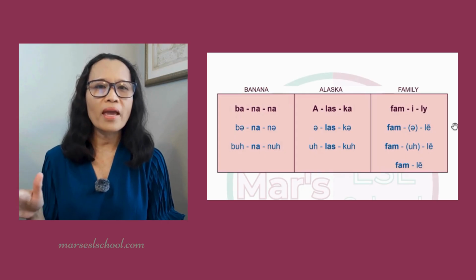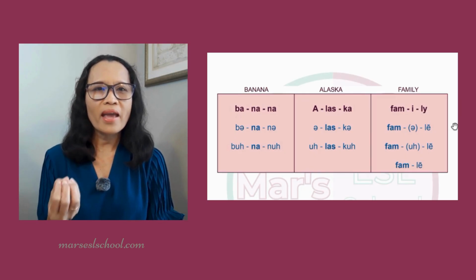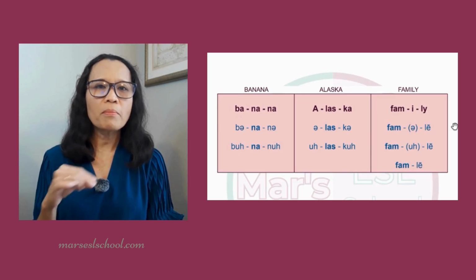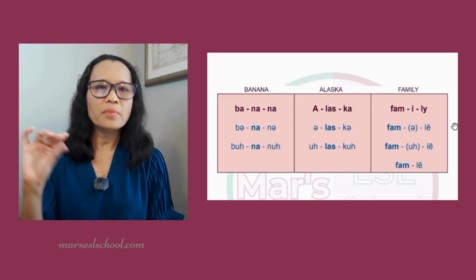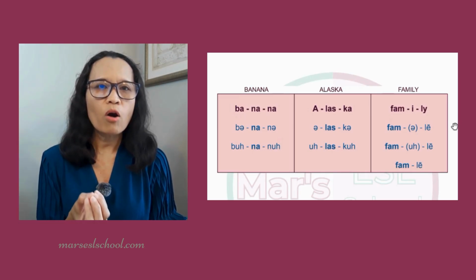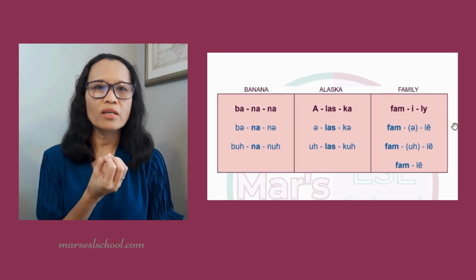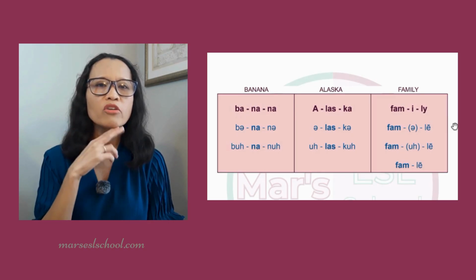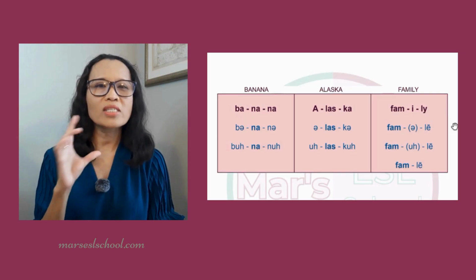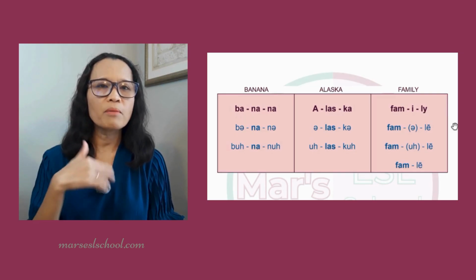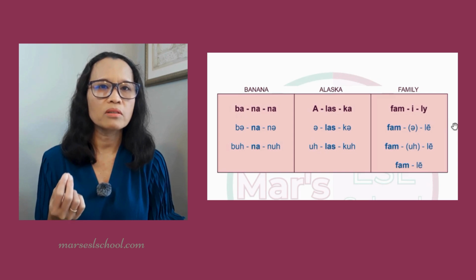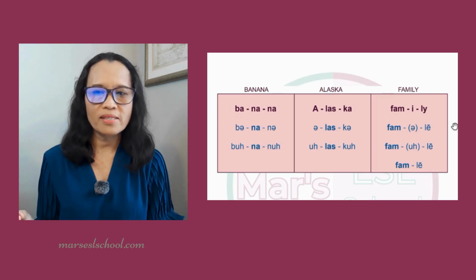So how do we make the schwa? To make the schwa sound, keep your mouth neutral. That means keep it slightly open. You don't need to move your lips. You don't need to open your mouth, and you don't need to drop your jaw. So just keep it slightly open and then push the air out.